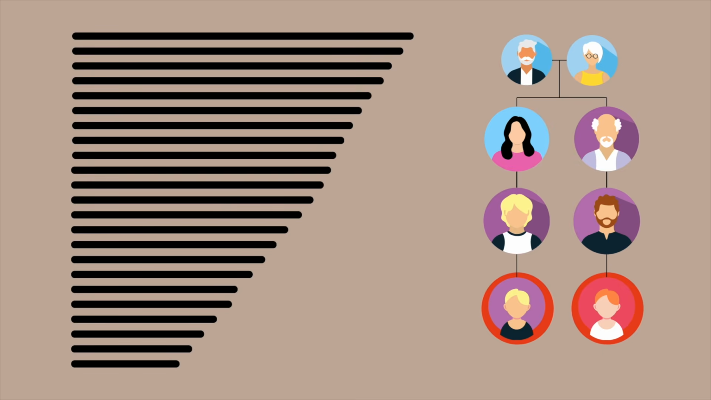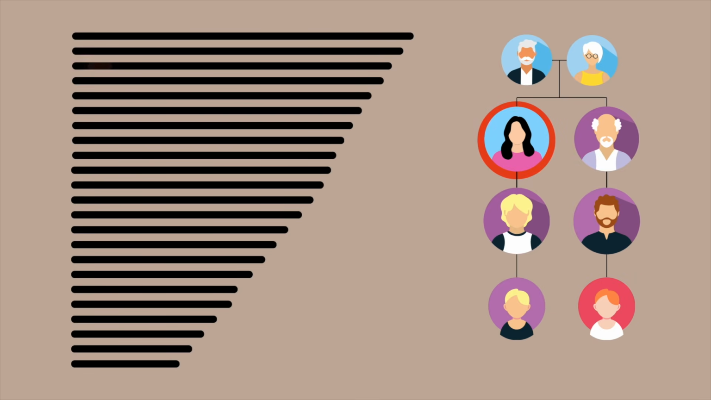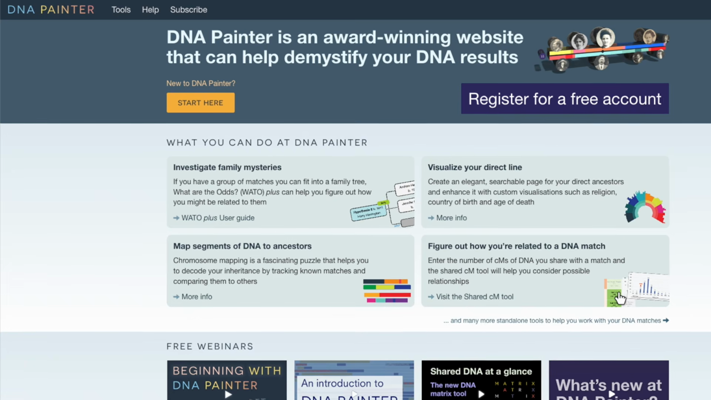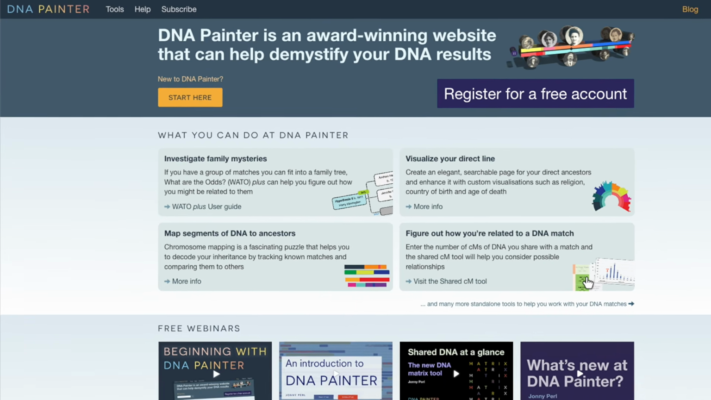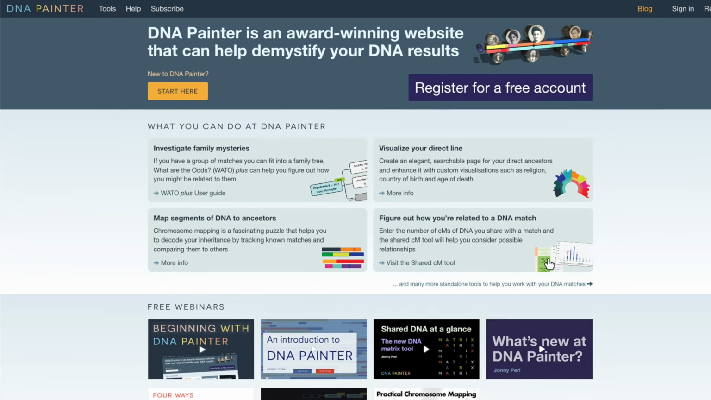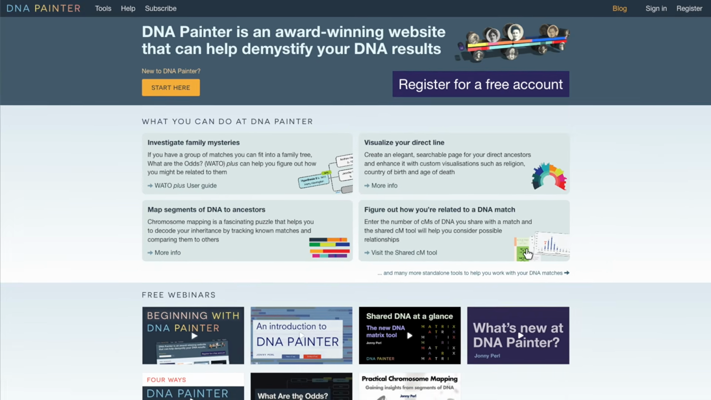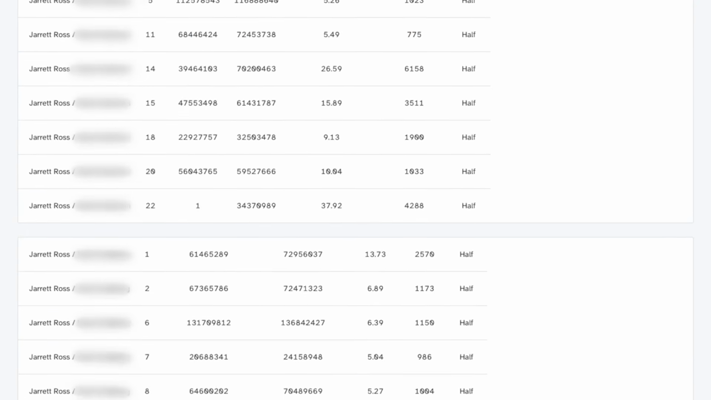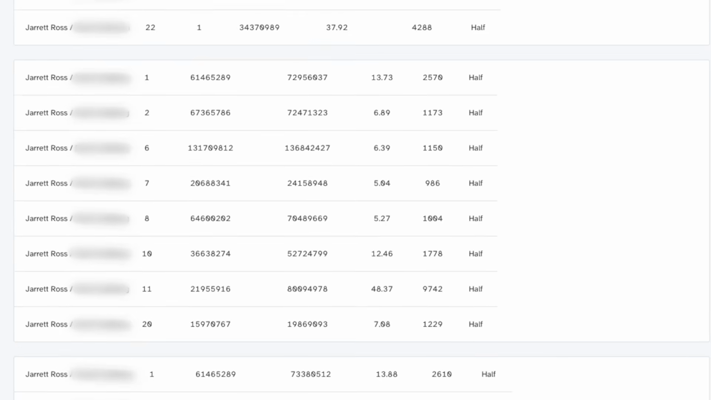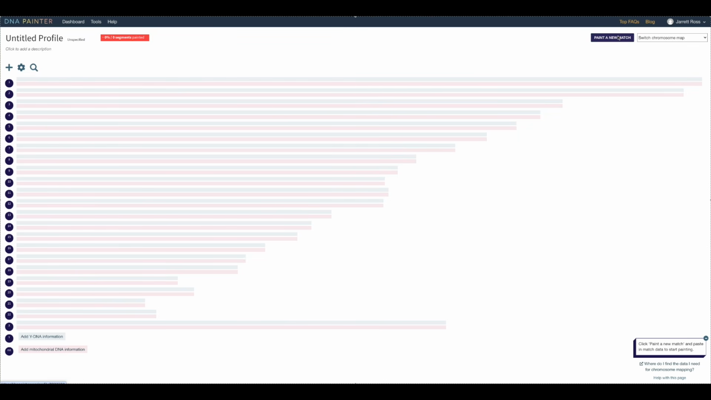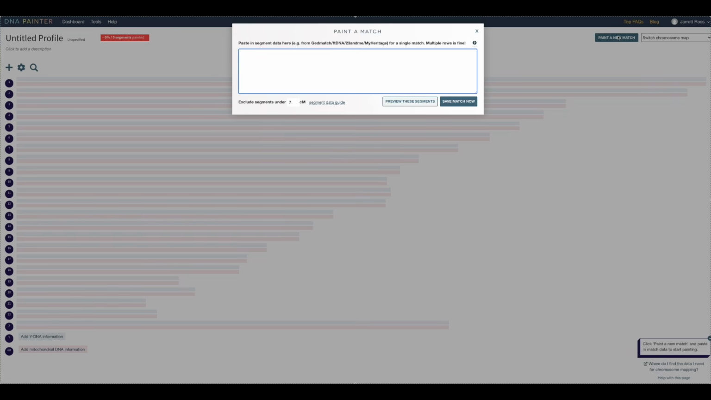So let's say I have a second cousin match who descends from a sibling of my paternal grandmother. I can then assign that shared DNA to my paternal grandmother because she is who I must have inherited that DNA from. To assign this DNA, you just go to DNApainter.com and create a chromosome map. Copy the shared segment data from the DNA testing website, click Paint a DNA Match in DNA Painter, paste the segment data, and then click Save Match Now.